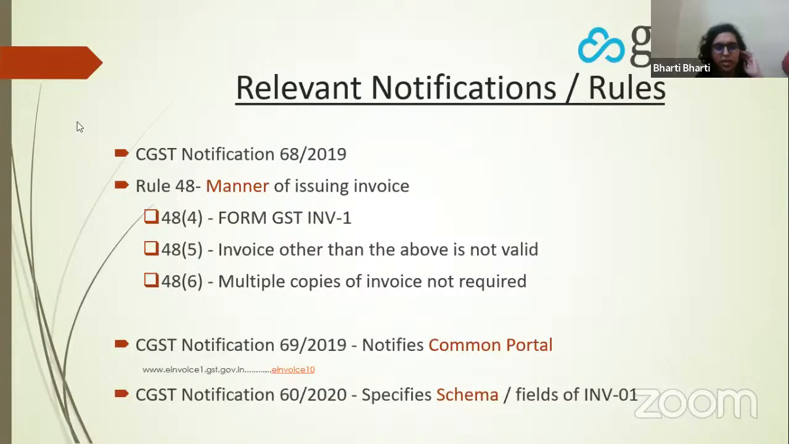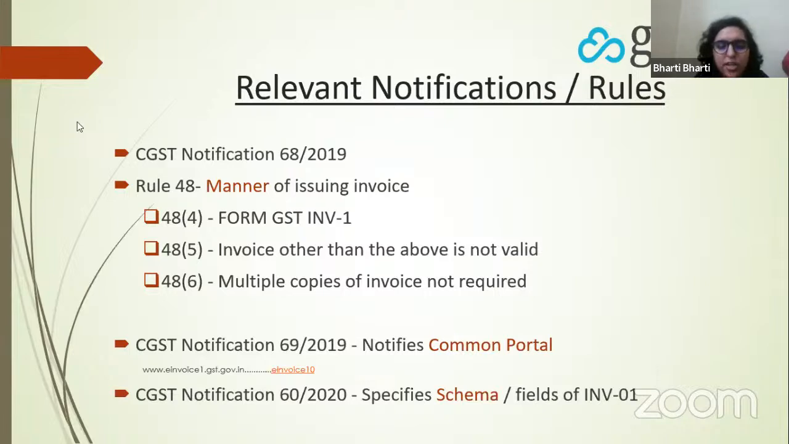Now let's look at Rule 48. It gives you the manner of issuing invoice. Rule 46 gives the content of invoice, and Rule 48 gives the manner of issuing e-invoice. Rule 48, Sub Rule 4 says that an e-invoice should be issued in the form of Form GST INV-1. Any invoice which is issued other than in the form of GST INV-1 is not considered valid, where a taxpayer is eligible for e-invoicing. And as per Rule 48, Sub Rule 6, he does not have to provide multiple copies of invoice.